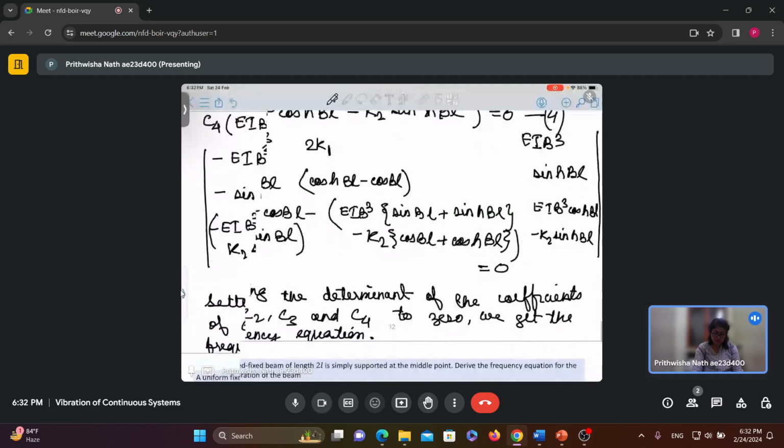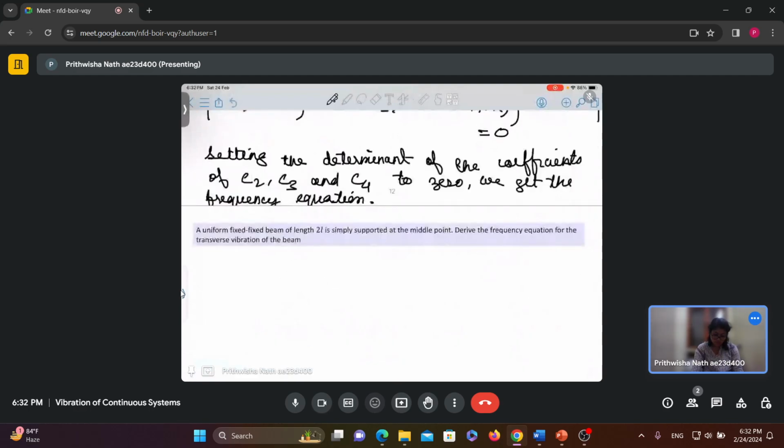Now moving on to the next question. A uniform fixed beam of length 2L is simply supported at the middle point. Derive the frequency equation for the transverse vibration of the beam. Now in this question, we are given a fixed beam of length 2L, which is simply supported at the middle point.